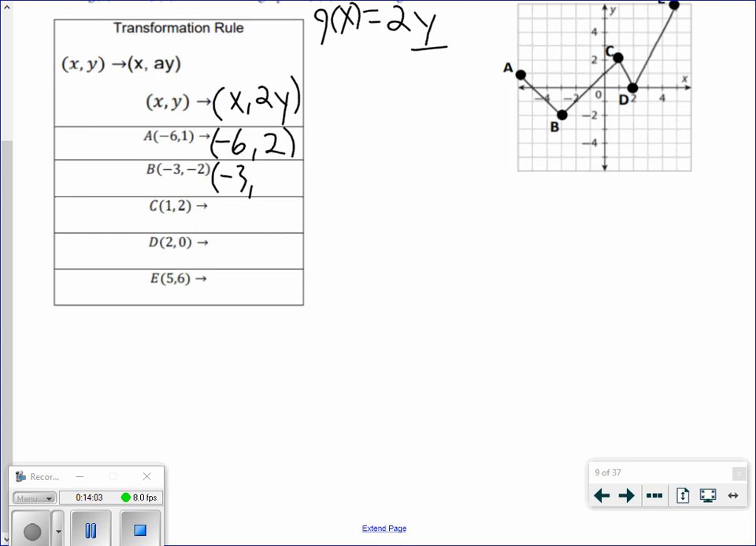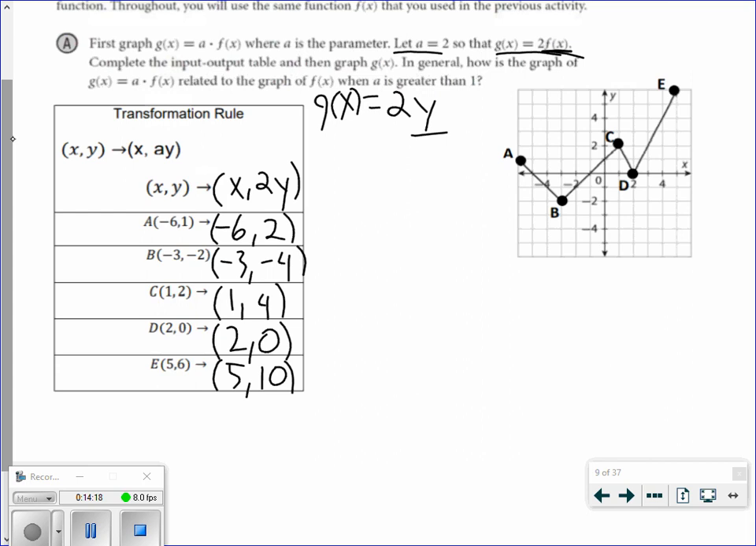So that b becomes -3, -4. Then 1, 4. So d stays 2, 0, and that's perfectly fine. 0 times 2 is still 0, so that just doesn't get stretched. It's perfectly okay. All right, so we have our new points. We're going to go ahead and plot them. We have -6, 2, -3, -4, 1, 4, 2, 0 stays 2, 0, and 5, 10 will be up there somewhere. So just connect the dots.